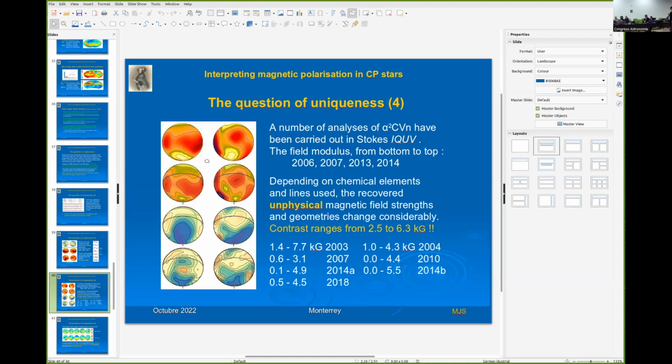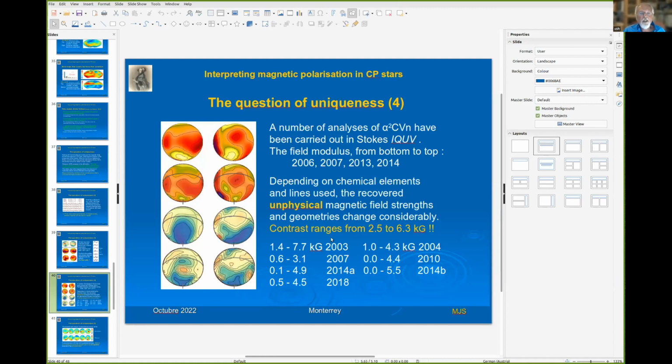Each date represents a paper? Yes, and there are at least seven papers with different maps. In one case, 2003, from 1.4 to 7.7, and then 2007 from 0.6 to 3.1, and so on. So every year there was something different. And the same is true for 49 Cam and for a few other stars. All the stars that have been observed several times have several different maps.